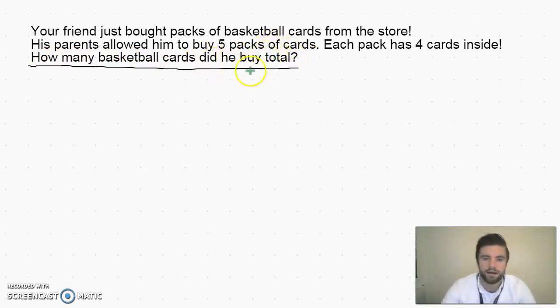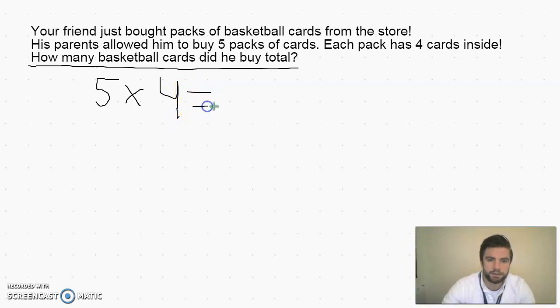What that total tells me is that we're going to take smaller numbers and multiply them to get a bigger number, to get the total. So we're going to take groups of cards and combine them together, which means we're going to use multiplication. The multiplication sentence that goes with this is 5 packs times, how many cards in each pack? That's right, 4. Equals, what does it equal?